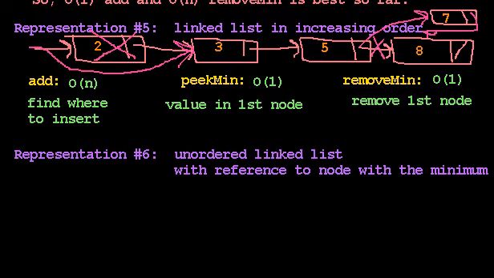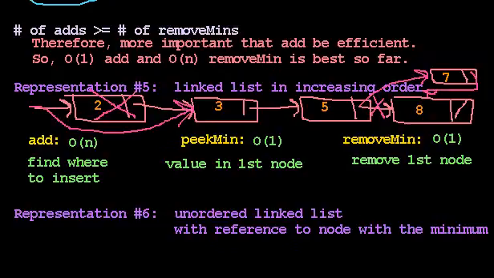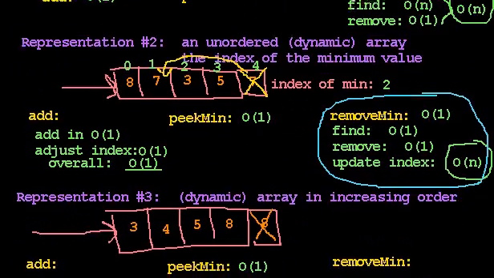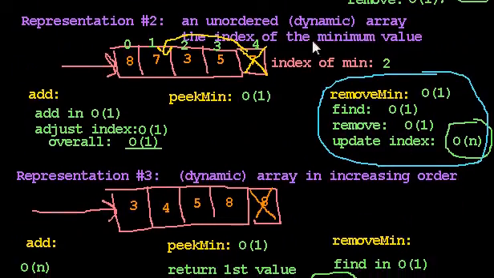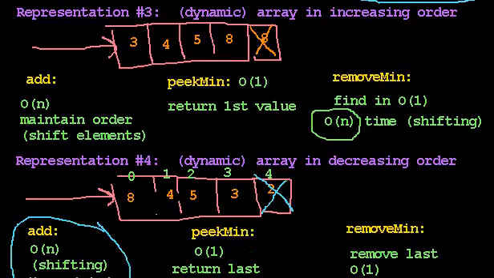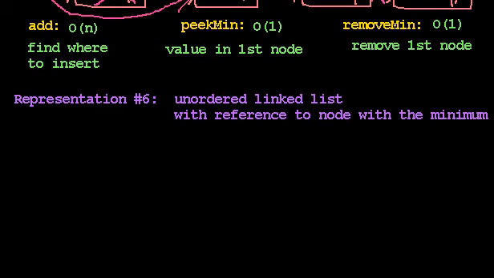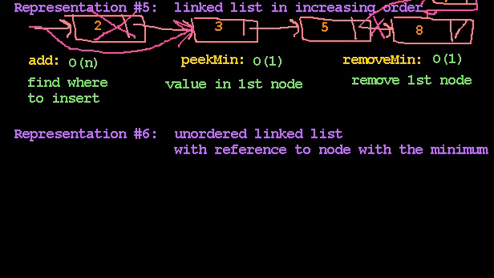And that brings us to our last representation, our last representation using linked lists anyway. What if we don't keep the linked list in any particular order, but we keep a reference to the node with the minimum? That seems like a good idea, because before, our best option with the dynamic array was to keep track of the index of the minimum value in an otherwise unordered array. So here we're going to keep track of the node with the minimum value in our linked list in an otherwise unordered linked list. So let's draw that thing.